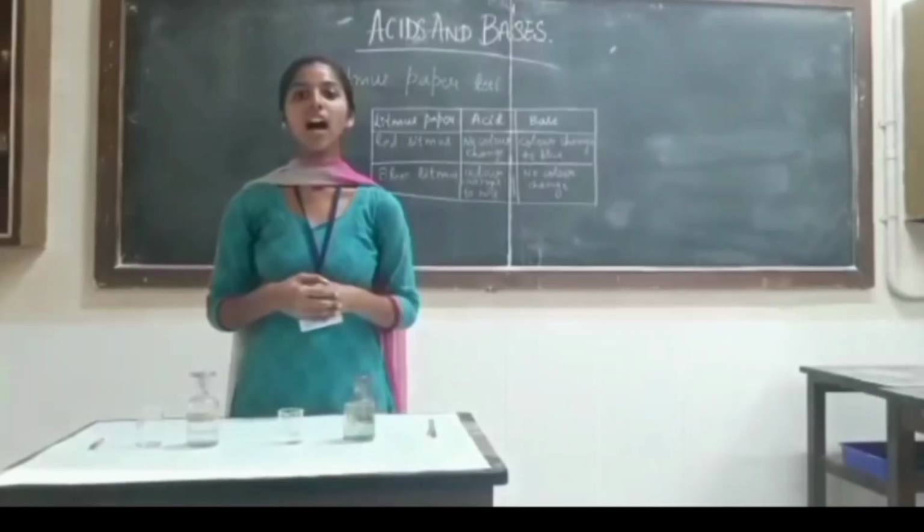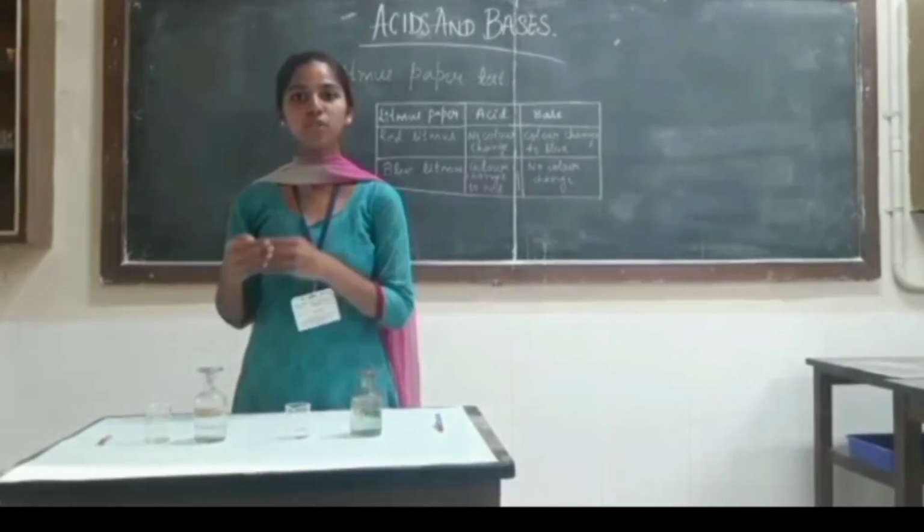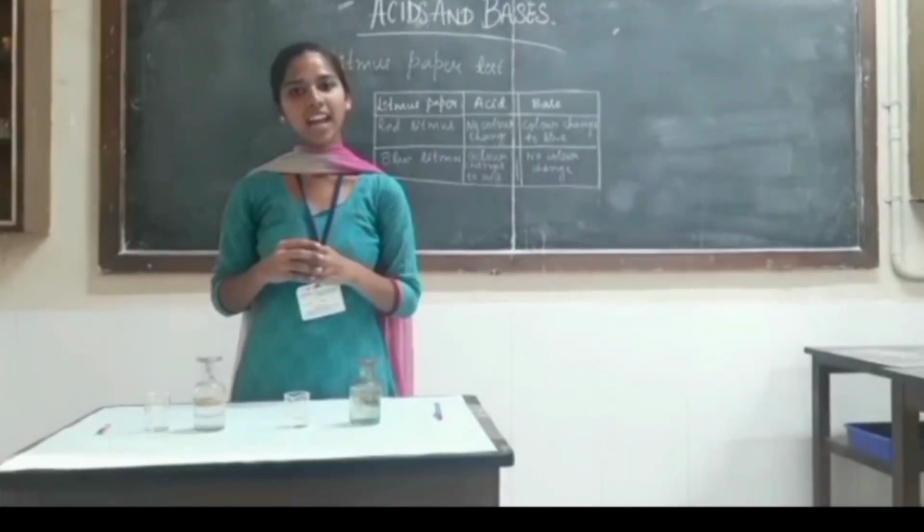To conclude, we have used two of the natural indicators, that is turmeric and China rose, to differentiate between acids and bases. You try using litmus paper to differentiate between acids and bases in your school with the help of your teacher and observe the result. Our friends have already done it using turmeric and China rose. Now let us try using litmus paper.